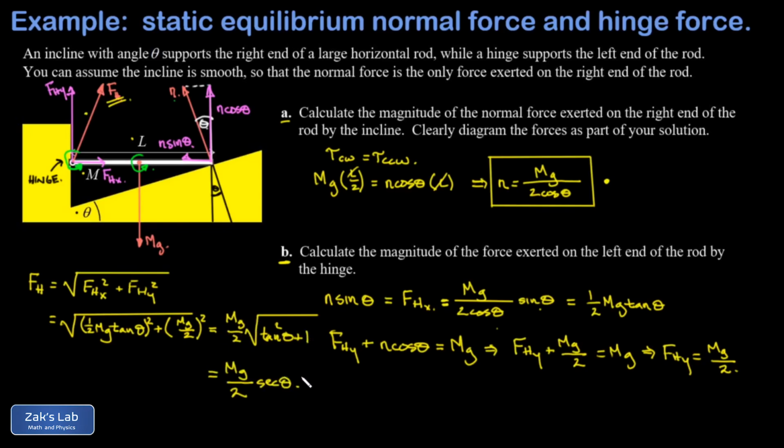left with mg over 2 times secant theta, which, by the way, is the same thing as my normal force magnitude. That's mg divided by 2 cosine theta. And it doesn't surprise us, given the symmetry of this problem, that the hinge force ended up with the same magnitude as the normal force. But I wanted to show the solution in a completely general way, so hopefully you're better prepared for a problem that has less symmetry in it.